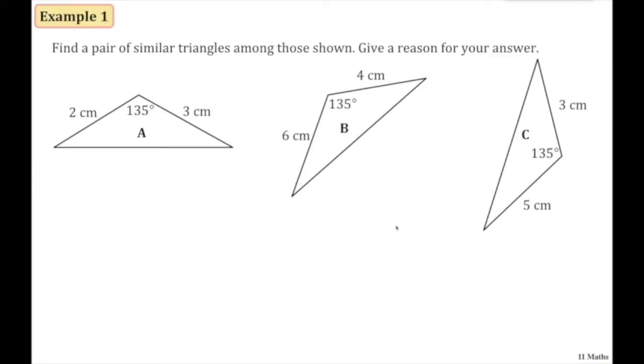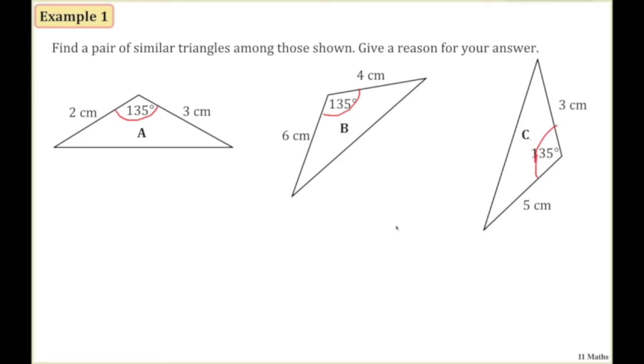Rightio, here's our first example. Find a pair of similar triangles amongst those shown and give a reason for your answer. Well, the first thing we're going to do is have a look at the angles. You'll notice that triangle A, triangle B, and triangle C all have an obtuse angle of 135 degrees. So they all match up.